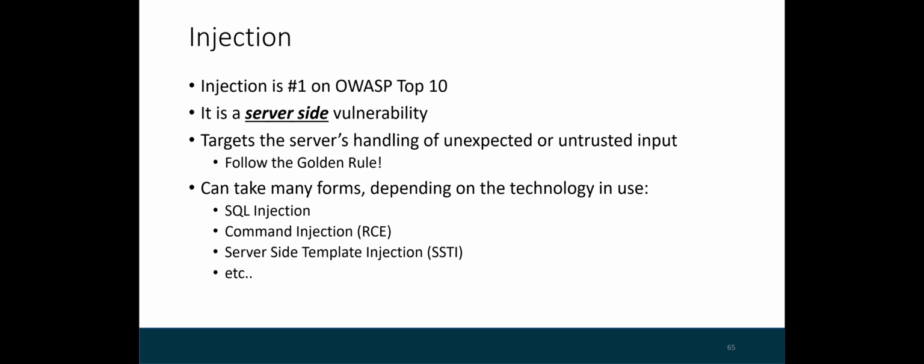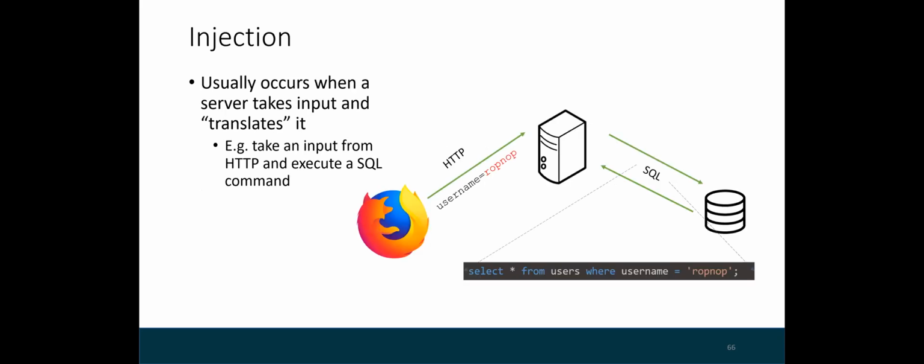So SQL injection is very common. You may have heard of it. Command injection, server-side template injection. Whatever you're injecting into the server side falls under this category of injection vulnerability, but at its core, it's all about the server mishandling untrusted data. So injection usually occurs when a server takes input and, quote-unquote, translates it. And we talked about protocols earlier. When there's protocol translation or protocol transition, you have to be very, very careful.